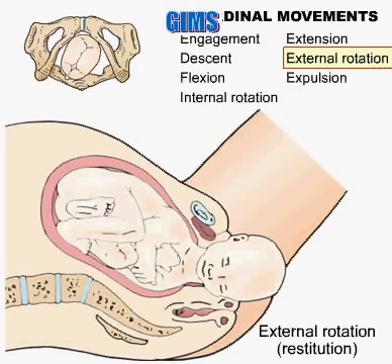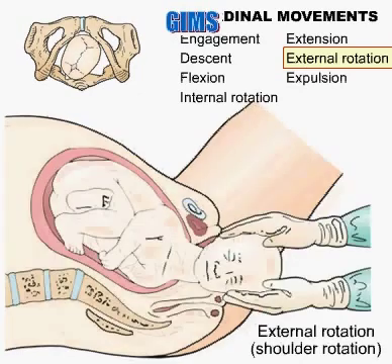As restitution continues, the shoulders align in the anteroposterior diameter, causing the head to continue to turn further to one side. The fetal trunk moves through the pelvis with the anterior shoulder descending first.